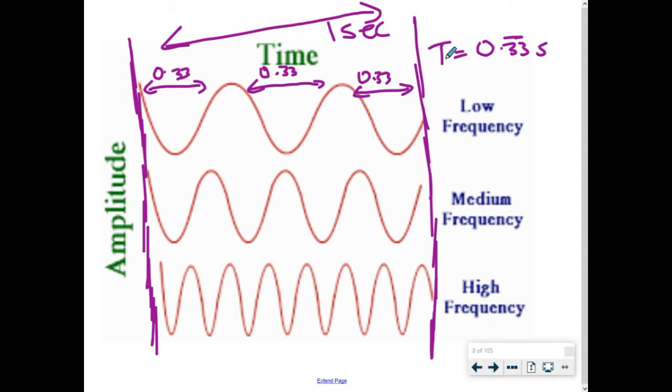This would be known as your period. It's how long it takes to go there and back. How long does it take to go there and back? So if I'm just telling you that from here to here is 1 second, then each of these is a third of a second. Well, that's period. Frequency in this example would be 3.